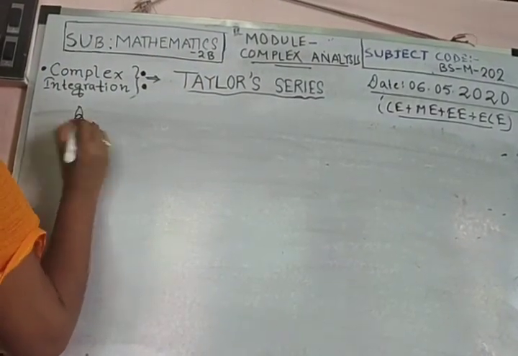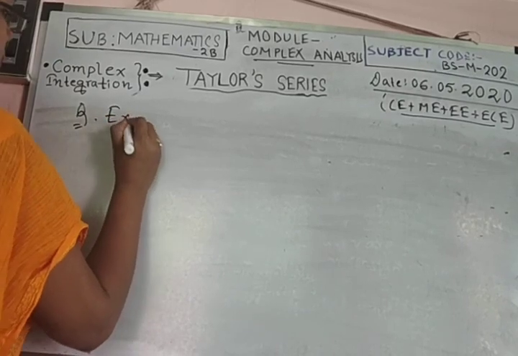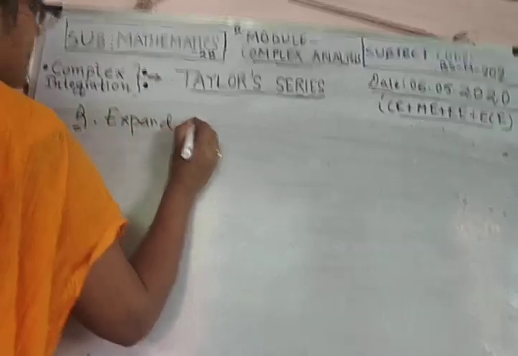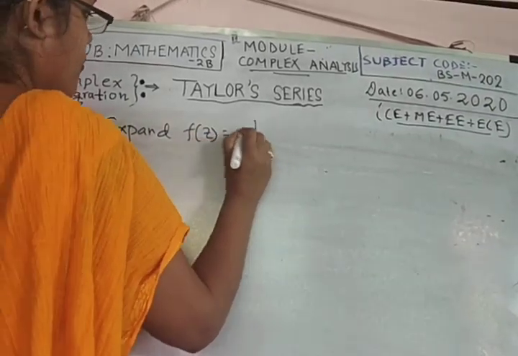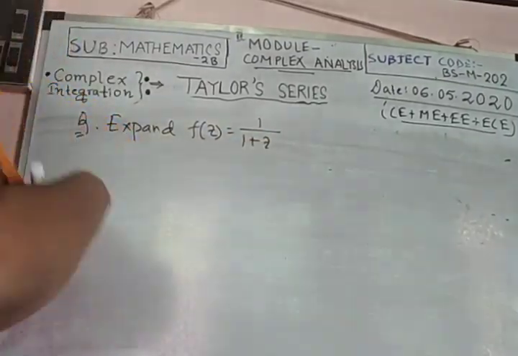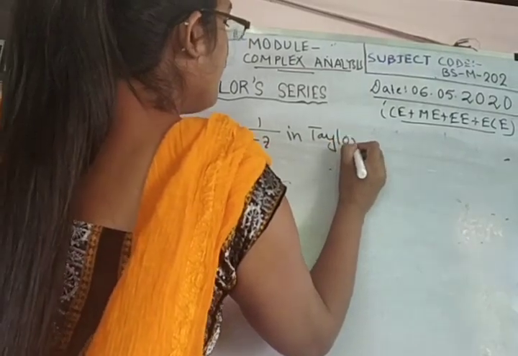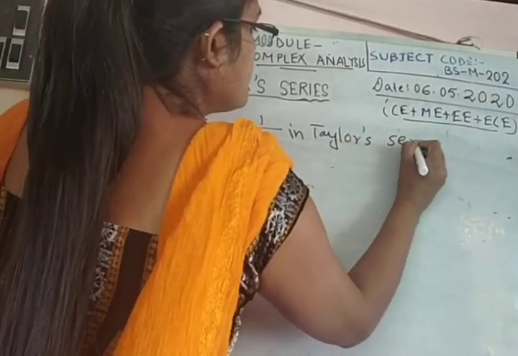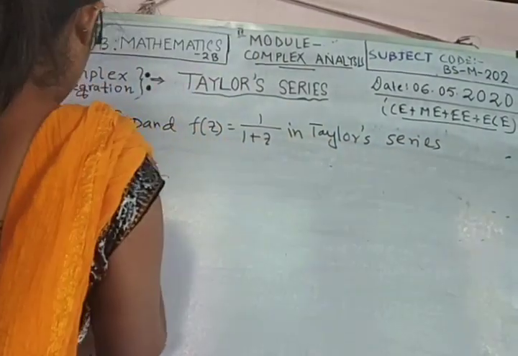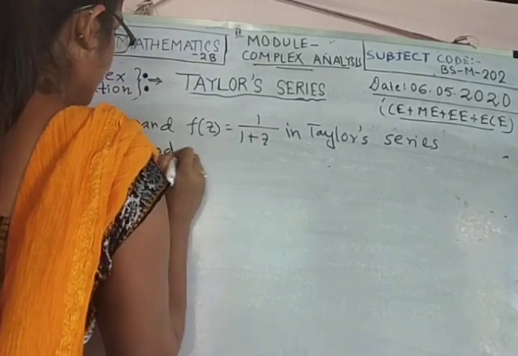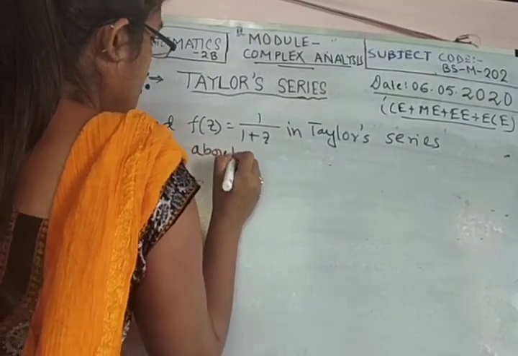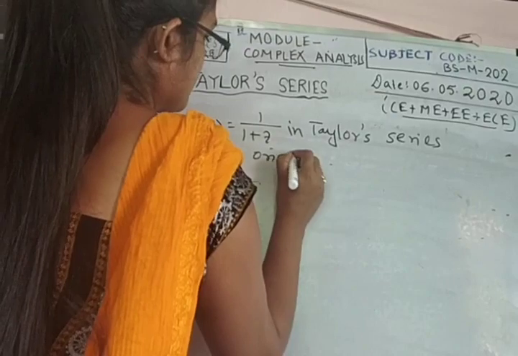Now we take a problem. Expand f(z) equals to 1 by 1 plus z in Taylor's series method about origin. This is your question.